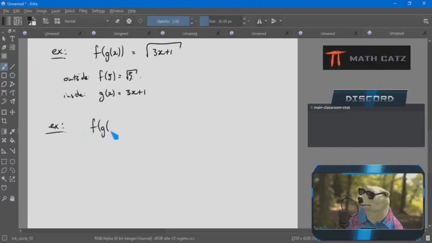I'm thinking of two functions. When I put them together in this function of a function way, I get (2x plus 1) cubed plus (2x plus 1) squared.